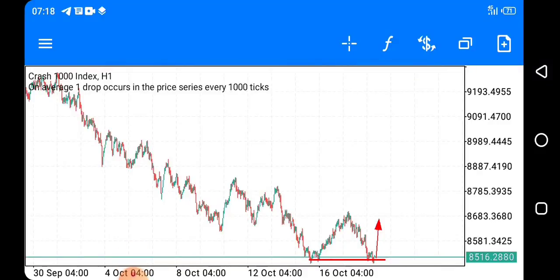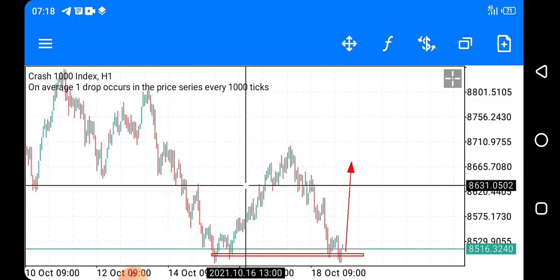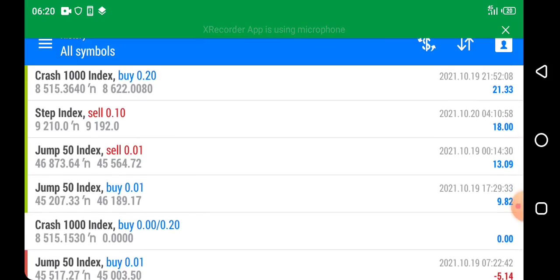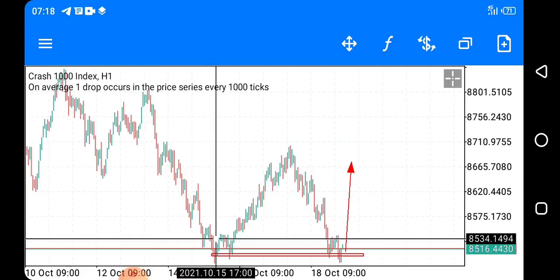Hello trader, in this strategy I'm going to show you a live trade that I will take based on this strategy. This strategy is based on an incomplete double top or double bottom formation.